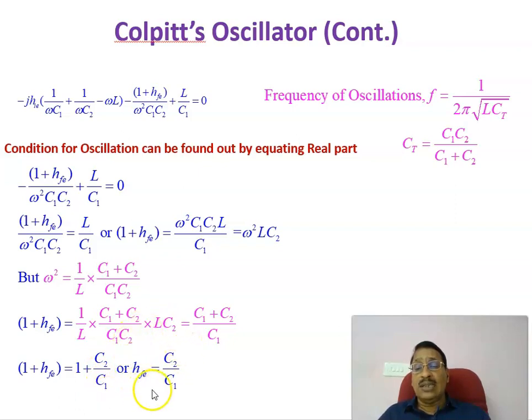Therefore, the condition to get sustained oscillation is that the HFE, the current gain in common emitter configuration, should be equal to C2 by C1. This is the condition to be satisfied for sustained oscillation in a Colpitts oscillator, and the output frequency can be obtained by equating the imaginary part of that equation. It is equal to 1 by 2 pi root of L into CT, where CT equals C1 C2 divided by C1 plus C2, and HFE should be equal to C2 by C1.